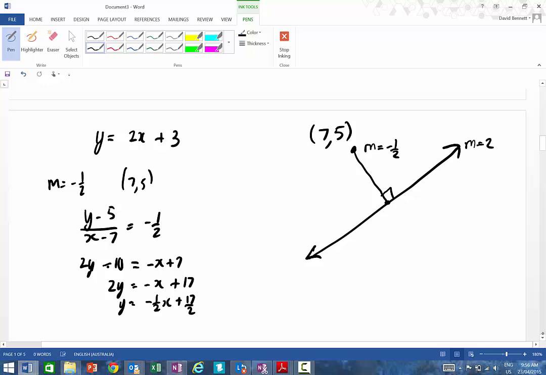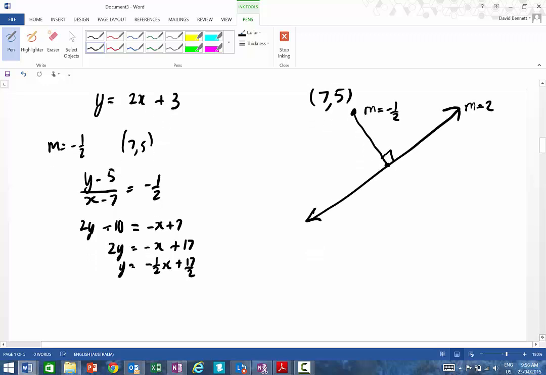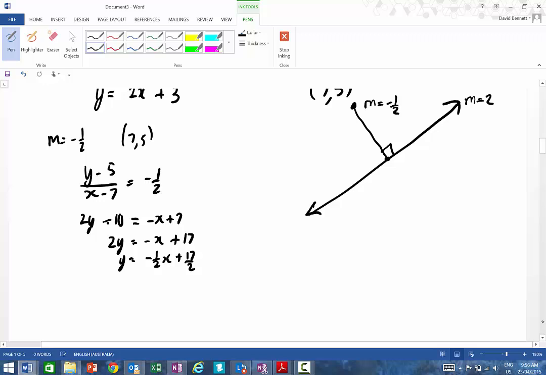Alright, so that's the first thing that we need to do, is we need to work out the equation of the line. Okay, so the first step is find the equation of the line.